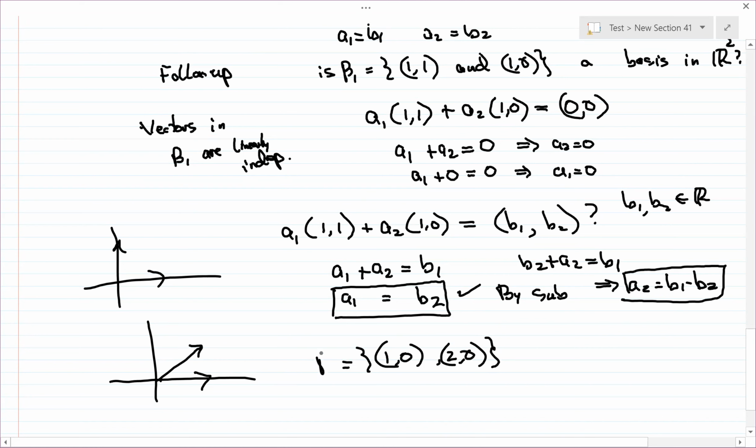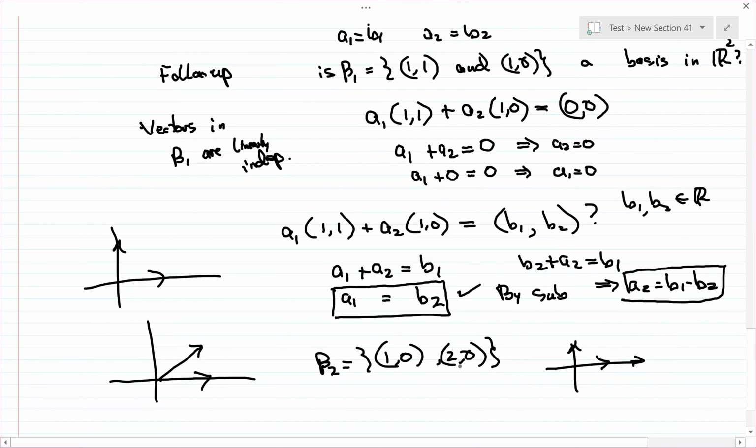So if you were given 1, 0 and 2, 0, and you call this beta 2, would that form a basis in R2? No. Why? Because one of the vectors is 1 in this direction, the other one is 2 in that direction. And if you take linear combinations of these two vectors, you're just going to get vectors on that line. You're never going to be able to get this vector out of it, right? So these two vectors do not generate all of R2.